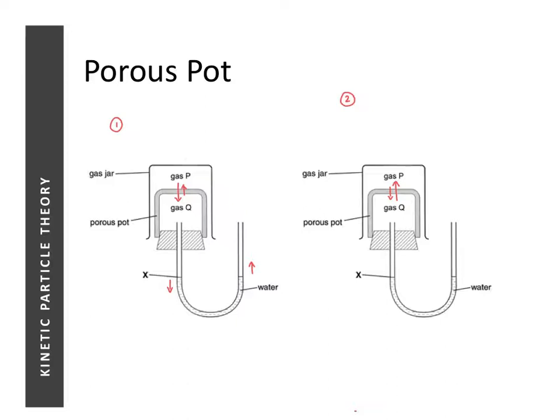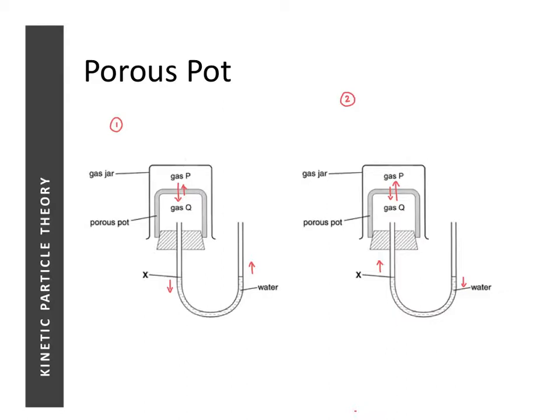Okay, in scenario 2, where gas Q diffuses out faster than gas P diffusing in, after some time we will have less gas Q inside the pot. So when we have less gas inside the pot, the pressure inside the pot would decrease, causing X to rise, whereas at the right side, the water level will drop. Okay, so I hope that you can see the difference between these two scenarios.